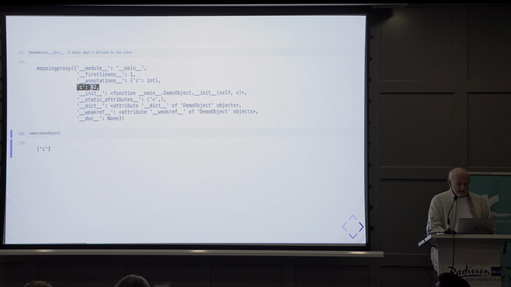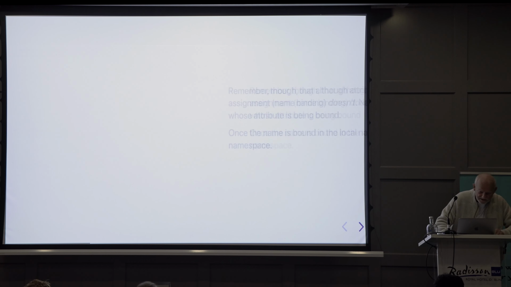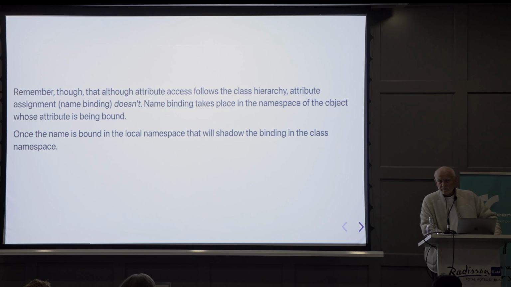Now, if we look at the names that are available inside the class, you can see that when we remove all the dunder names, only C remains. So if I look inside the instance's __dict__, then I see the value for V inside the instance's __dict__. If it's not in the instance's __dict__, we look in the class's __dict__, we look in the class's superclasses' __dict__, and so on, until we either get to object and can't resolve it, or we find it.